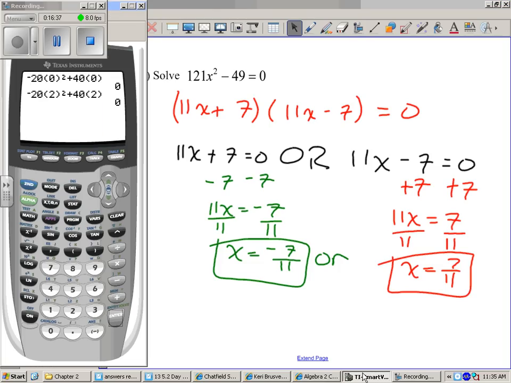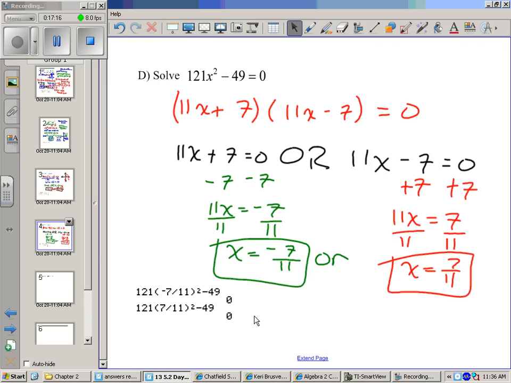Again, I can pull up my handy-dandy little calculator. Ignore that bell. I'm going to go ahead and check this. So I'm going to say 121 times negative 7 divided by 11 squared minus 49. It gives me 0. I'm going to hit second enter to bring up my entry again. Instead of negative 7 elevenths, this time I want positive 7 elevenths. So I'm just going to get rid of this negative. And again, it gives me 0. And so there are my two answers checked.